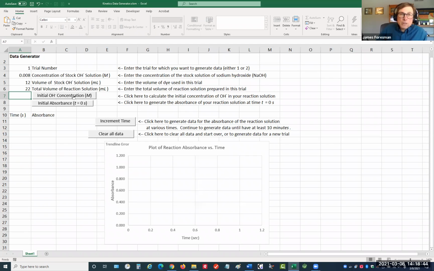Although you would be able to calculate this by clicking on the concentration button, this will do the calculation for you, and you can check it out if it should be the same that you would calculate. But this provides the initial concentration of the hydroxide. And then the next button gives you the initial absorbance.